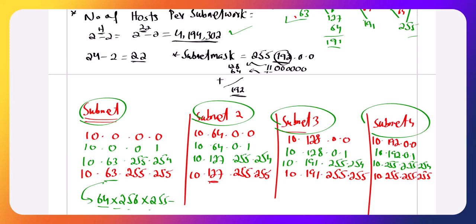This is equal to 4,194,304. Okay, minus 2. It means we have to subtract the first one and the last one, because the first one is what? It's the network address, and the last one is what? It's the broadcast address. We don't assign these two addresses to the computers, because the broadcast one will be used for broadcasting and the first will be used by the network.